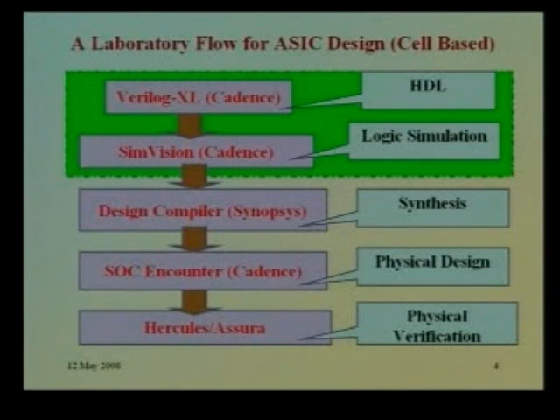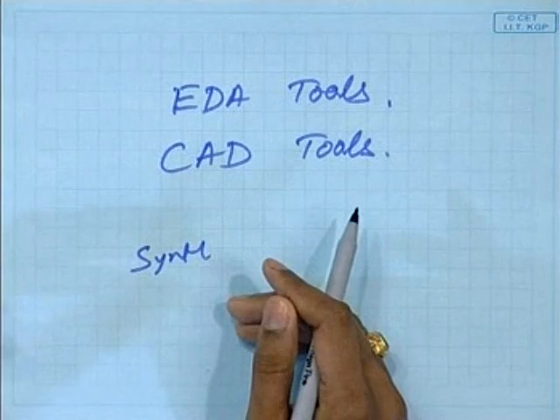And once you have designed in textual mode, HDL is a textual mode, you go to the synthesis, where you require the Design Compiler, and we are using Design Vision. Then from Design Vision you get the gate-level netlist. That is the synthesis part, and you get the netlist and take it to the physical design.